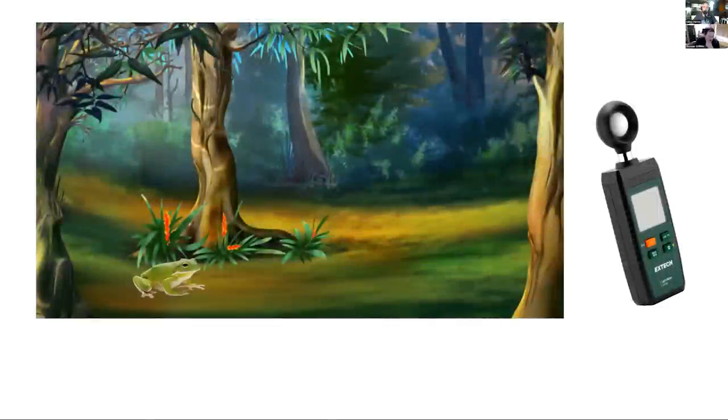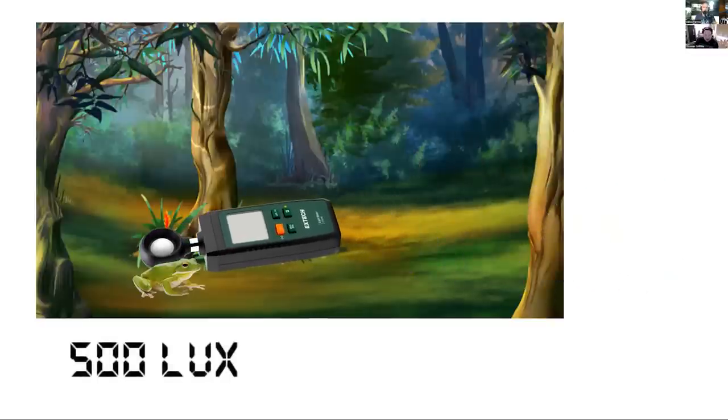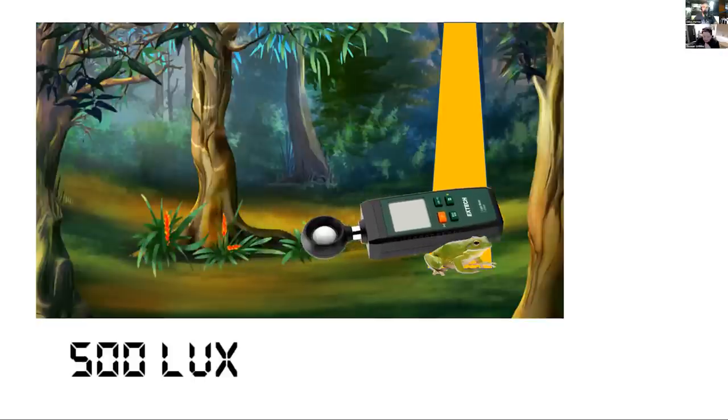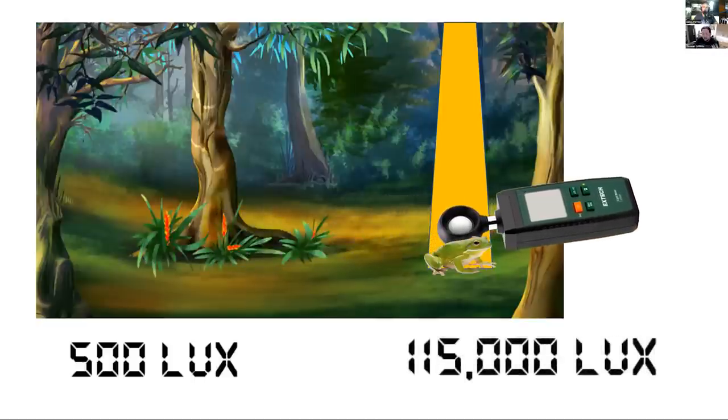So I'll use the extreme example of a jungle or a canopy system, and I'll use lux here as my proxy. You've got a little frog in the canopy, and you can measure, say, 500 lux in a little bit of the jungle. But of course, the jungle isn't always dense. There are patches of sunlight, beams of sunlight coming through. If the frog has a choice to move into those patches of sunlight, and we measure the lux in that area, we would get a much higher reading, for example 115,000 lux. And it's this that we want to do in an enclosure.